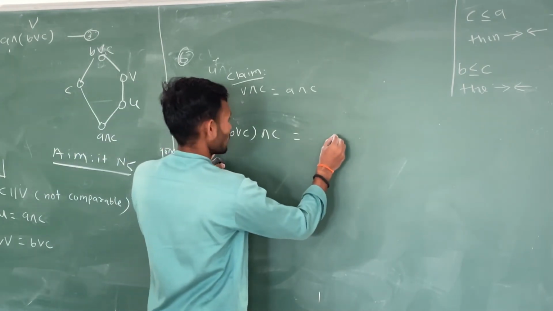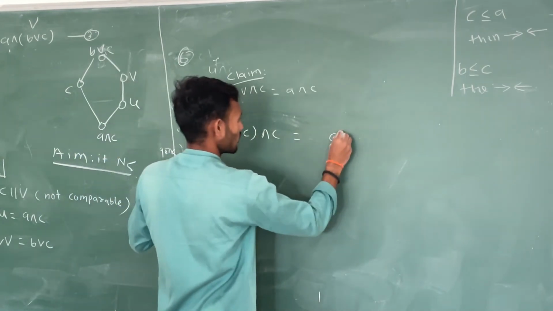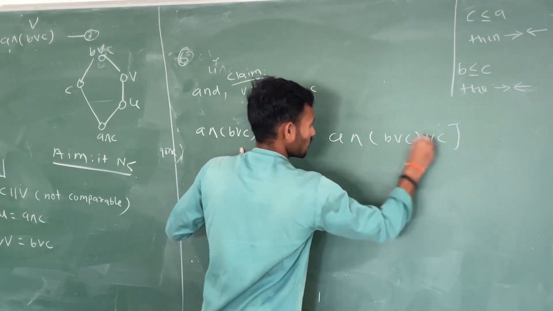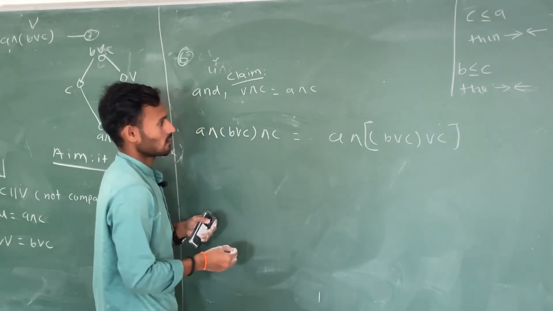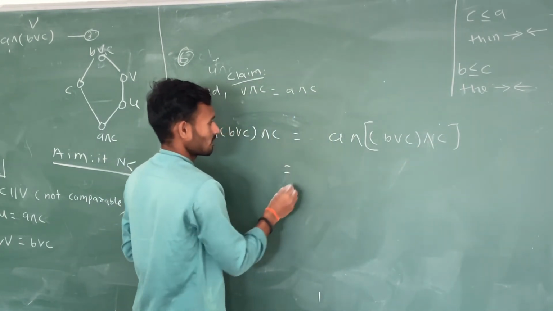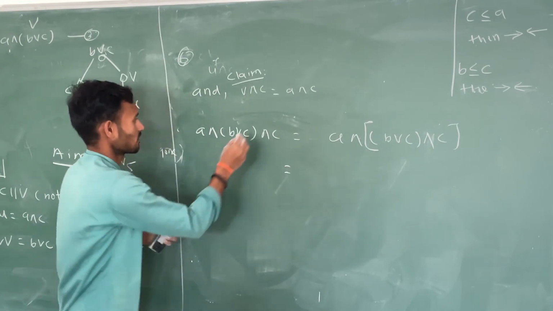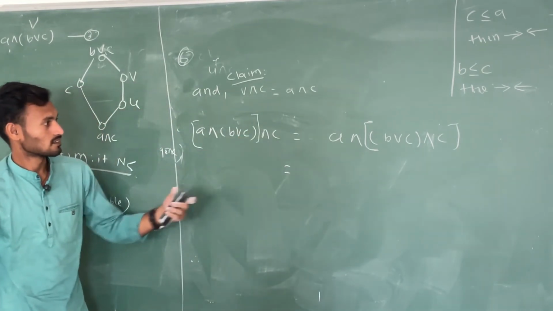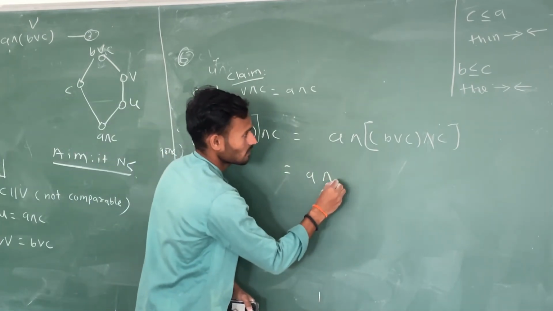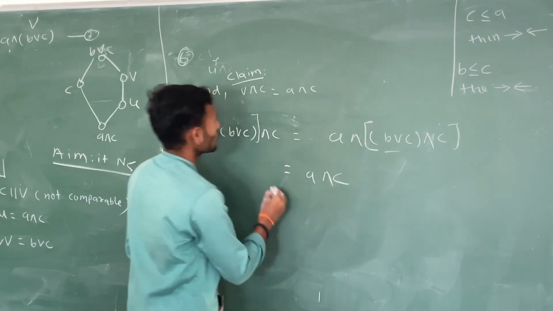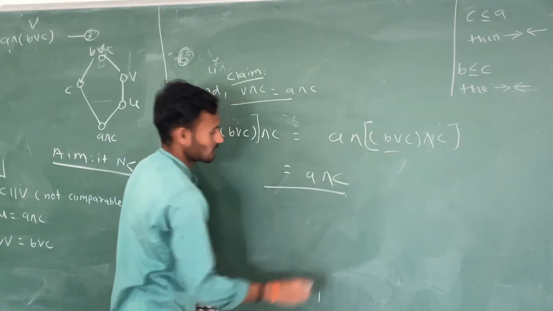Where did the join come from? Meet, isn't it? Okay, meet. First, this left hand side you write in brackets: A meet B join C. That is your V. Yes. So what can we say about A meet, by the absorption property? What is this? So it is equal.